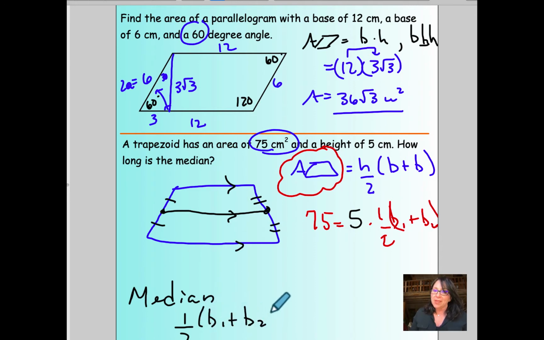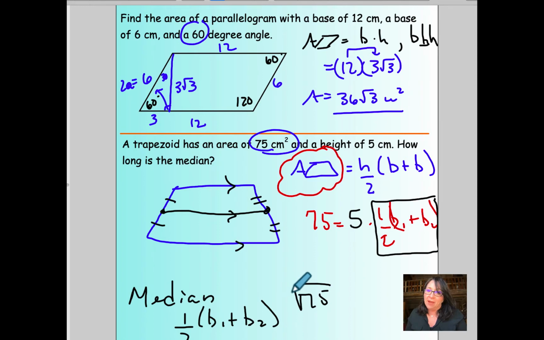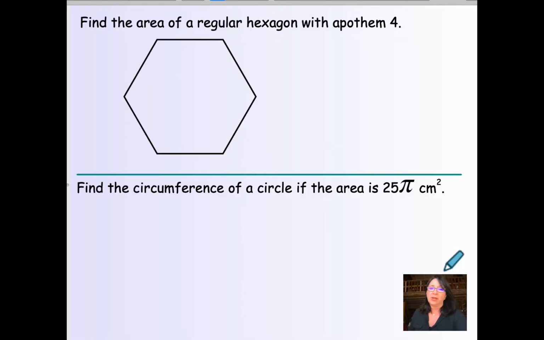The unique thing about the area of a trapezoid is that it actually has the formula for the median within it. So it's the median times the height. If I can just solve for this, I actually will have the length of my median, right? So if I just take 75 and divide that by 5, I get 15. Therefore, the length of my median is 15 units, or centimeters, whatever your unit of measurement is.